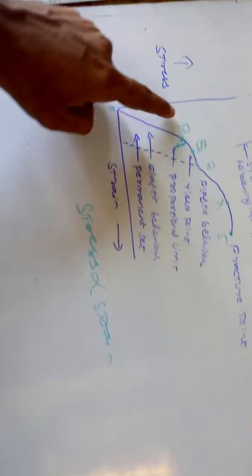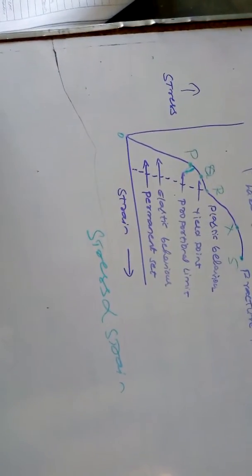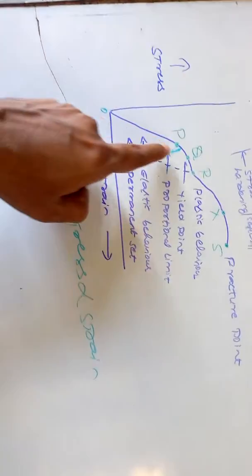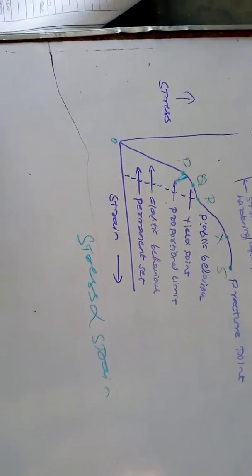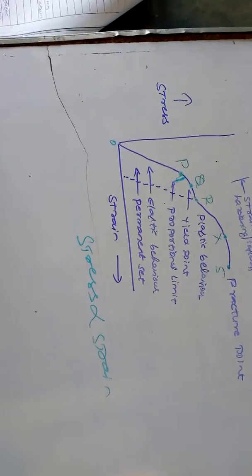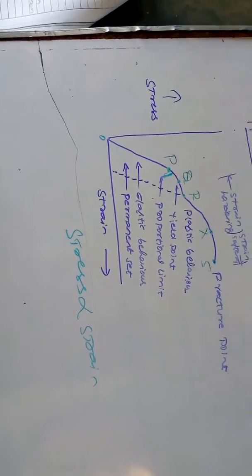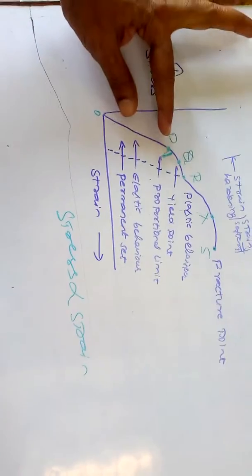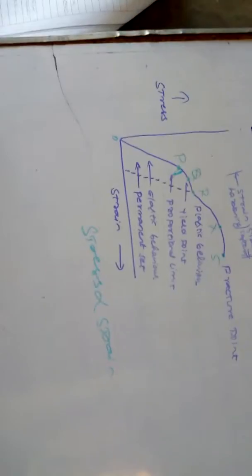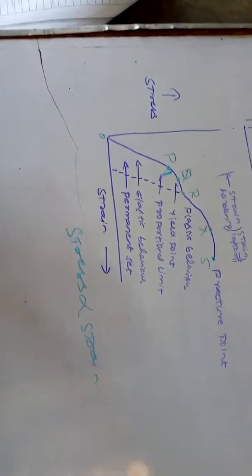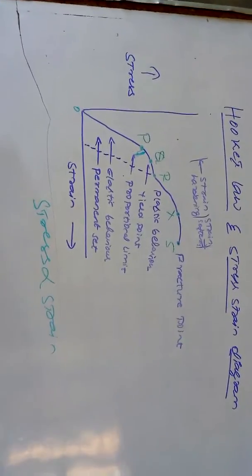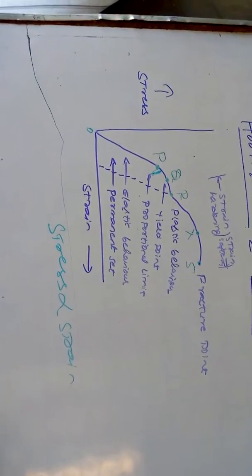Here the OP portion, starting from here to here, indicates a linearity where the stress is directly proportional to strain. That is called linearity. This is the only region where Hooke's law is valid, because the statement says that stress is directly proportional to strain.